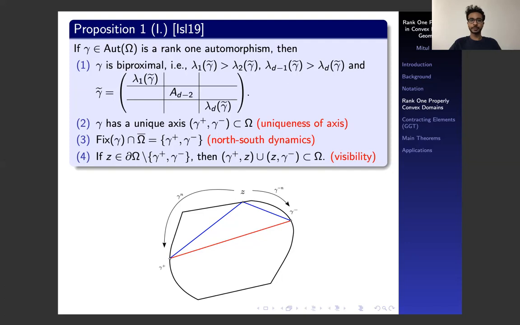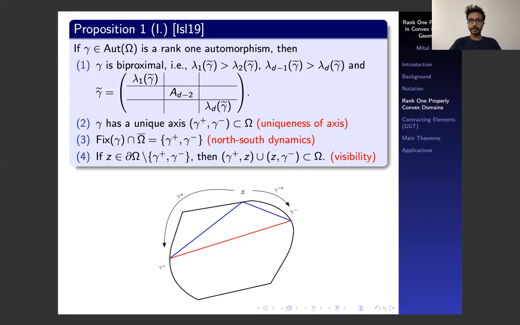block matrix. In this matrix, the middle block A has this property that the largest eigenvalue of A is less than lambda 1 and the smallest eigenvalue of A is bigger than lambda d. The second conclusion is that gamma has a unique axis.